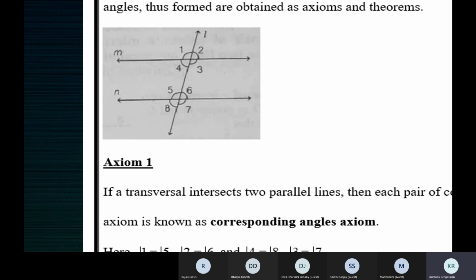So use your 7th standard NCERT textbook. Find this. It is in your NCERT textbook of class 7. Go through this and we'll discuss the same in the next class.